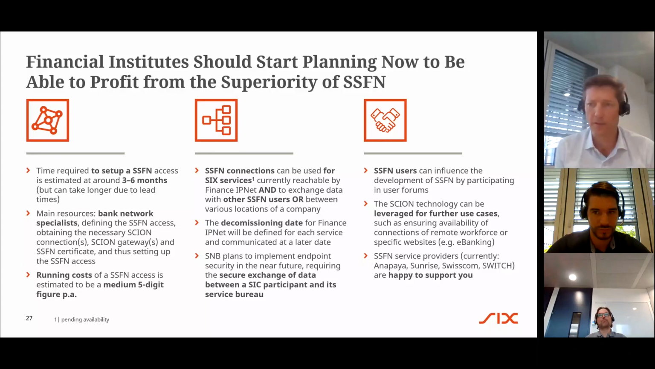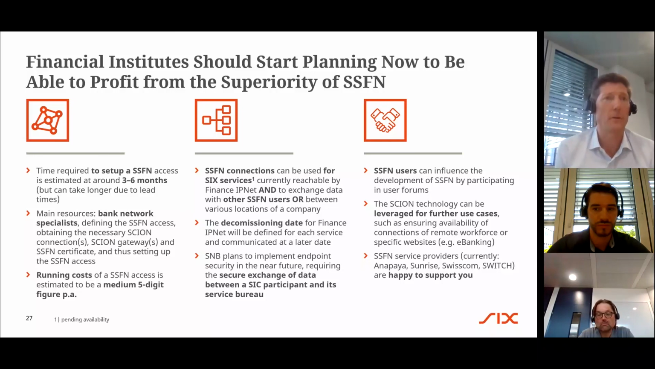The various use cases, I think we've mentioned a number of times. We also mentioned the decommissioning date for Finance IPNet, which, as we said, will be on a service per service level. And Thomas also mentioned that the Swiss National Bank has informed that it plans to introduce endpoint security, requiring, for example, in this context, every SIC participant to have an Ssfn connection for the data exchange with their service provider.